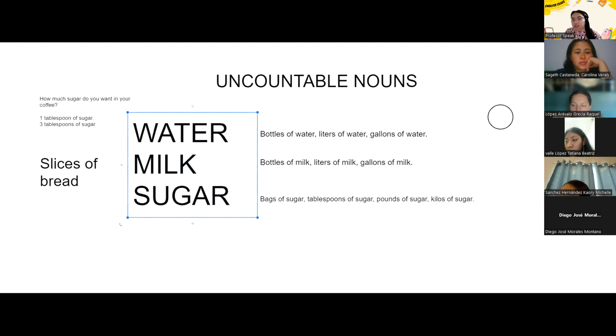¿Se entiende esa parte, guys? No sé si les queda a todos claros de cómo se puede contar algo incontable. Yes. Solamente una consulta. ¿Se podría preguntar directamente cuántas cucharadas de azúcar quieres en tu café? Yeah. How many tablespoons of sugar do you want in your coffee? Así sería. Gracias. Okay. Any other questions, guys?